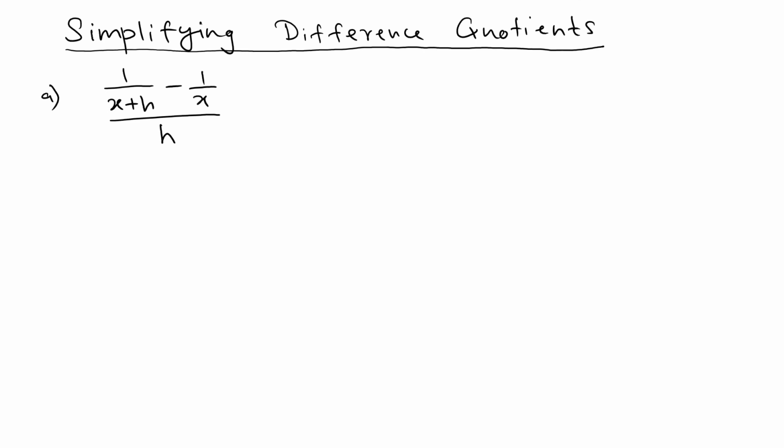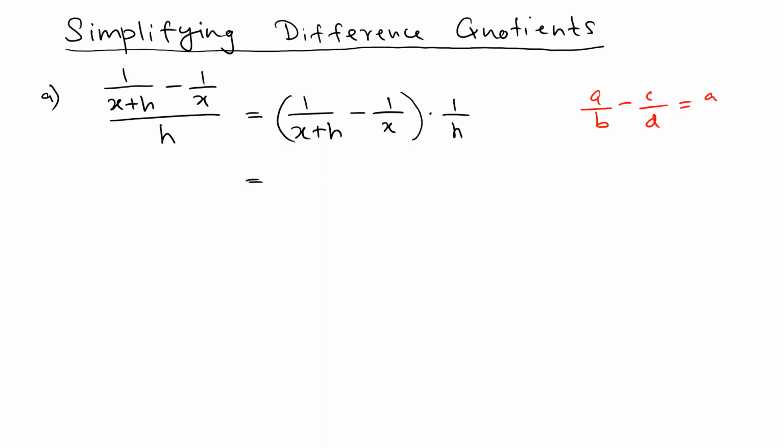You can see that this is a complex fraction. First we're going to rewrite the numerator: 1 over x plus h minus 1 over x, and then the division by h we can write as a multiplication by 1 over h. So we can rewrite it like this. Then for the first part we can use the shortcut method. For example, if we have a over b minus c over d, you can write this as ad minus bc over bd.